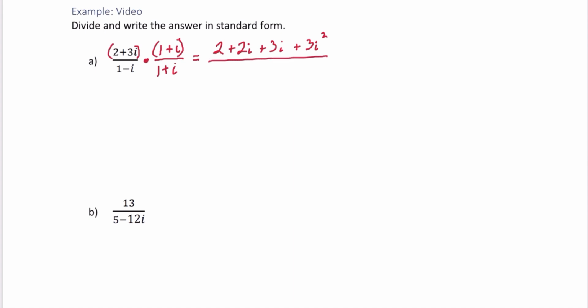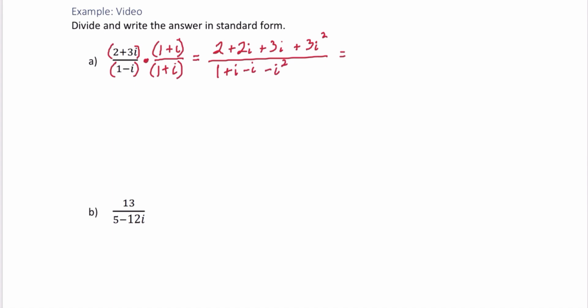We'll do the same thing in the denominator. We're simply multiplying these two imaginary numbers. 1 times 1 is 1. 1 times i is i. Negative i times 1 is negative i. And then negative i times i is negative i squared.